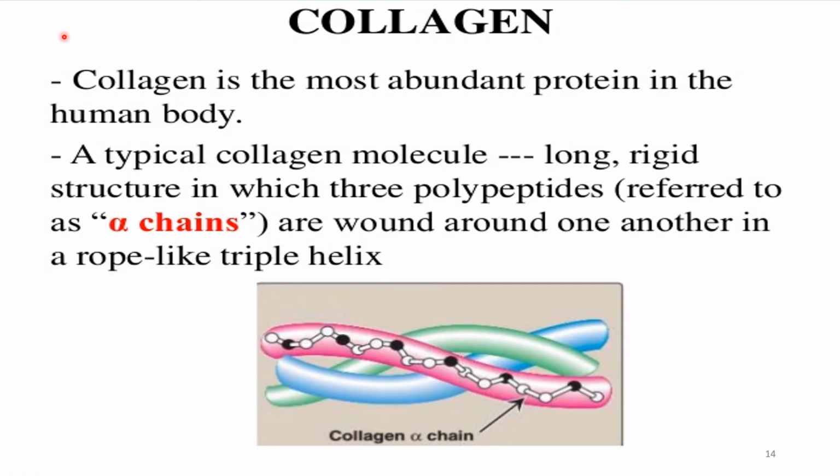In the class of fibrous proteins, the most abundant protein found in the body is collagen. It is the most abundant protein in the human body, and a typical collagen molecule is a long rigid structure made up of 3 chains, 3 alpha chains: alpha 1, alpha 2, alpha 3. The 3 alpha chains are wound around one another in a rope-like triple helix or super helix. This is the presentation of a typical collagen molecule with alpha chains.